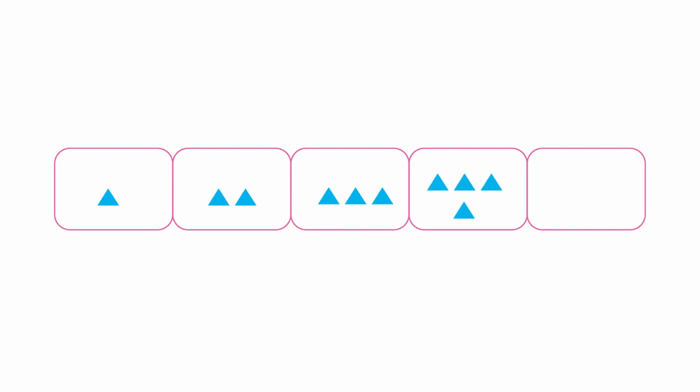Right, 4 triangles in the fourth box. 1, 2, 3 and 4. And in the next box, 1, 2, 3, 4 and 5. 5 triangles in the fifth box.